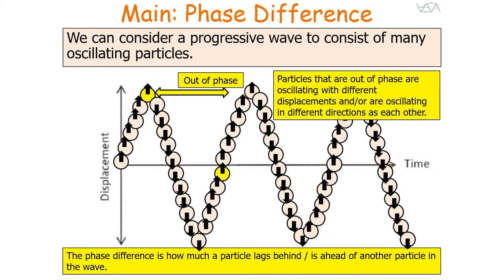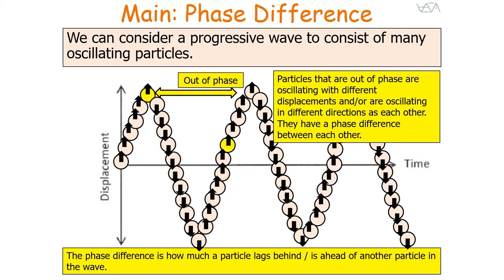Now, particles that are out of phase are oscillating with different displacements, or are oscillating in different directions to each other. So they will have a phase difference with each other. So that's an important idea to work out. So all these examples are particles which are out of phase with each other.